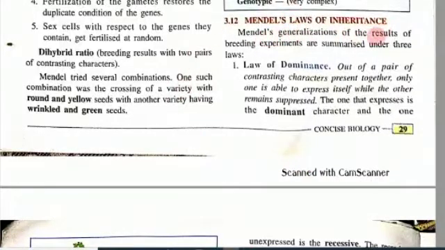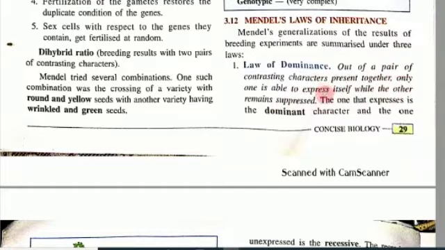Mendel's laws of inheritance. During crossing, he formulated several laws. Law of dominance. What is dominance? The expressing character is called dominant, and the suppressed character is called recessive. Out of a pair of contrasting characters present together, only one is able to express.